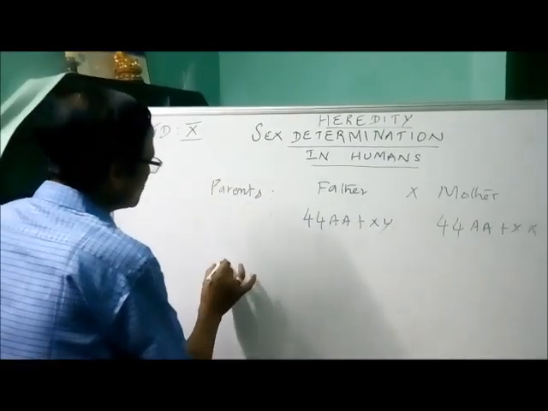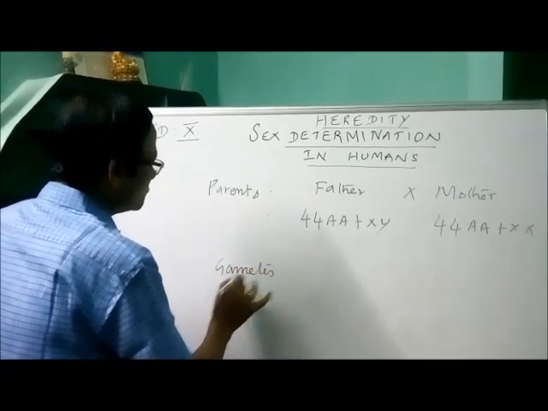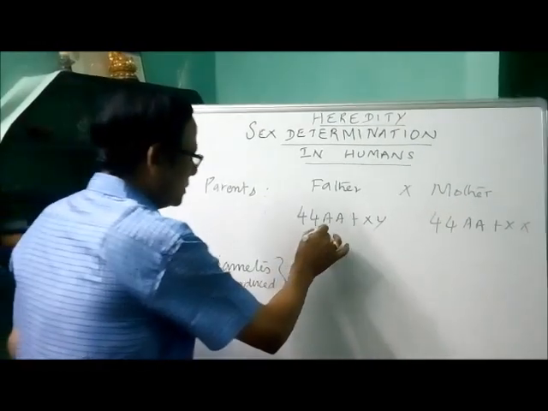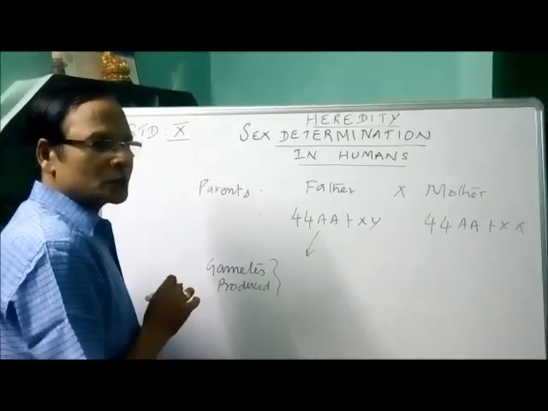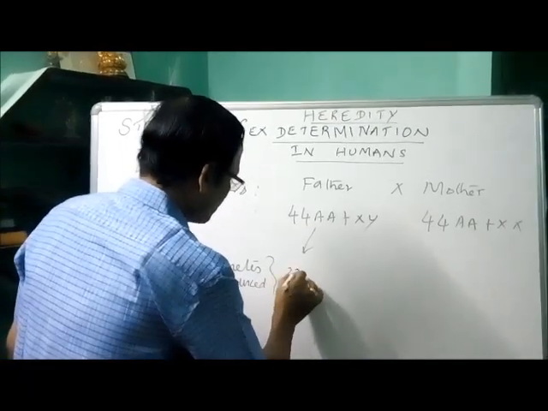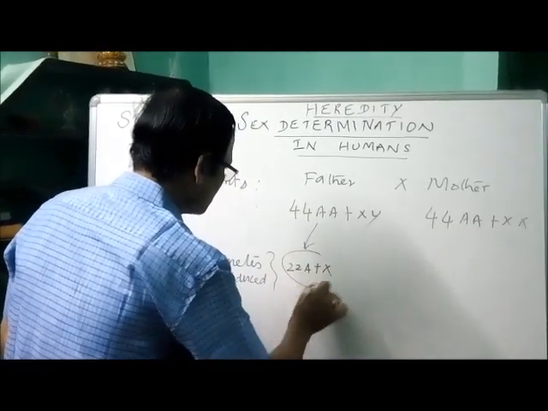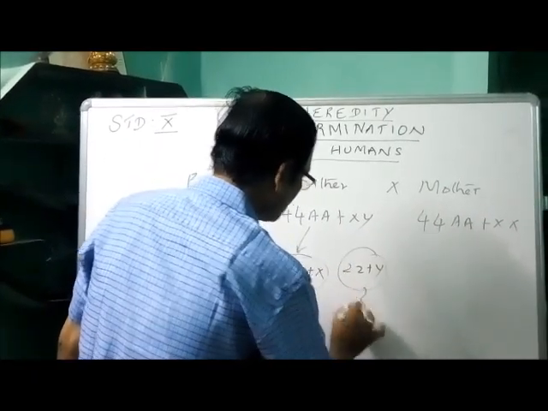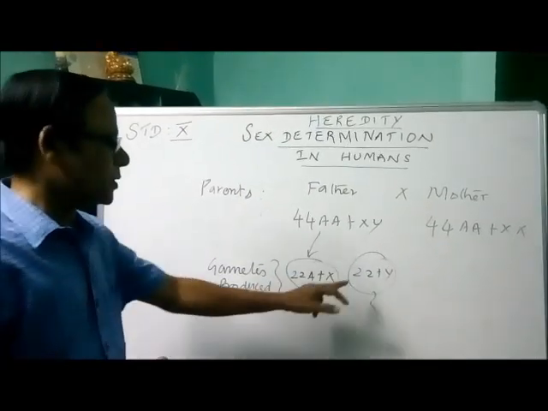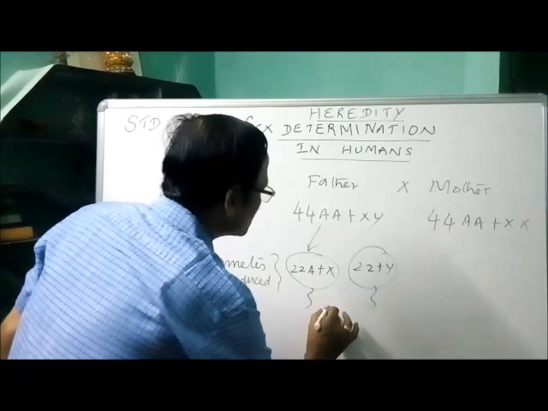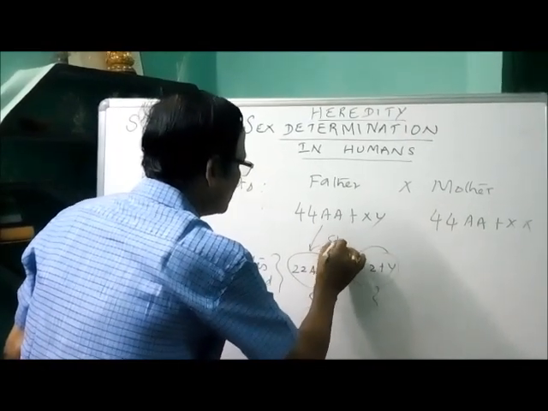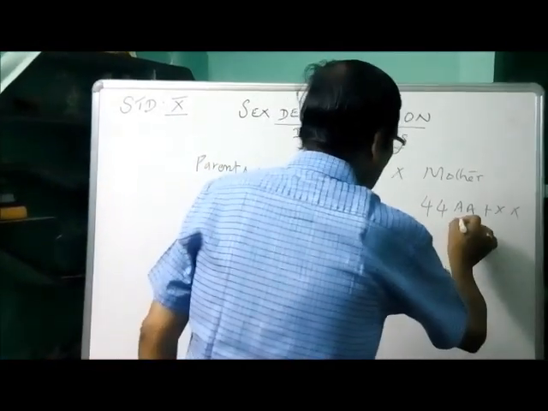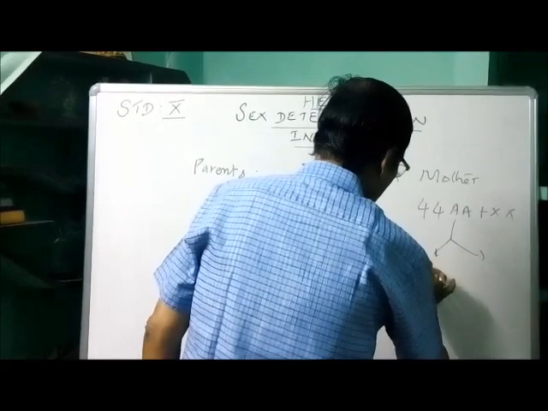Now what are the gametes produced? Gametes produced by each parent. Now the male parent, or father, produces two different types of sperms. 50% of the sperms have X chromosome and 50% of the sperms have Y chromosome. So these two are the sperms. Whereas a female produces only one type of egg.